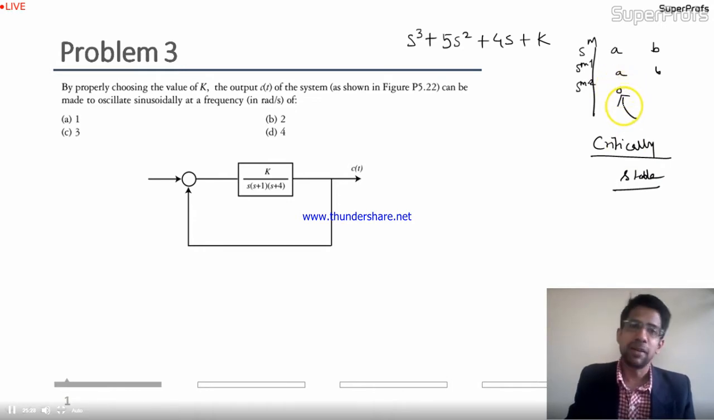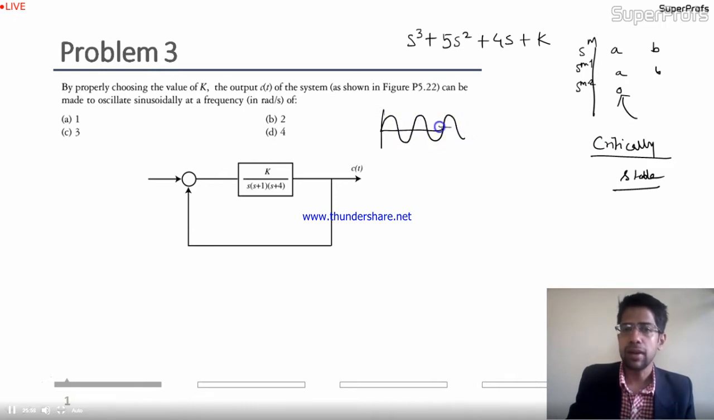In a previous problem, we saw there was epsilon, there was 0 coming, and that is why the system was either critically stable or unstable. In the previous problem, there were sign changes, so that system was unstable. But in this case, we need to find such a case that the system is critically stable, and ultimately we get such a response.